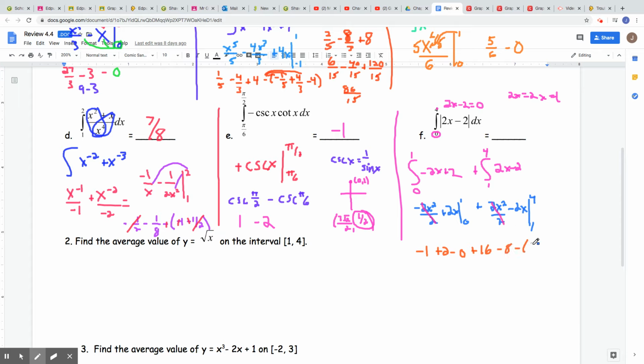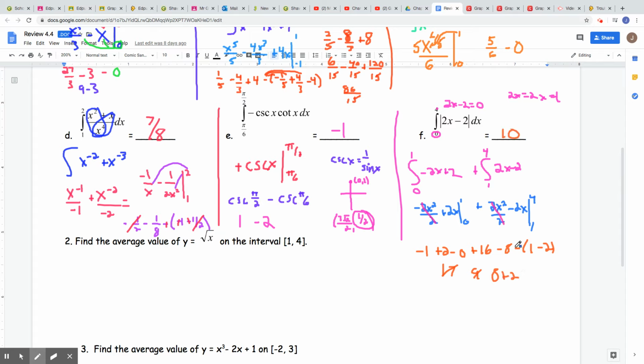Minus, now I've got to plug in 1. 1 minus 2. All right. So negative 1 plus 2 is 1. Plus 16 is 17. Minus 8 is 9. All right. Minus 1 is 8. Plus 2 is 10. All right.